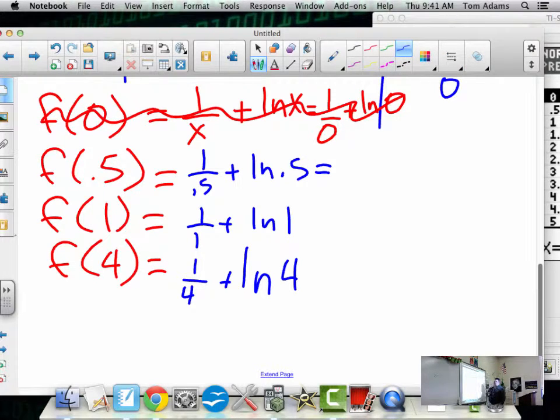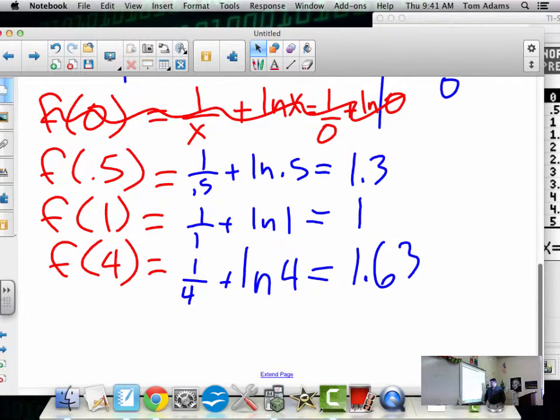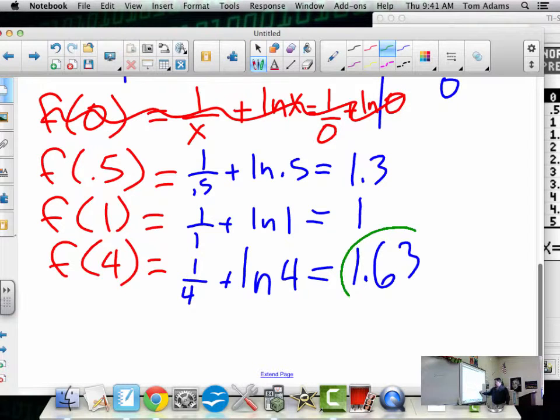So what was it at 0.5? Was it 1.38 or 1.3? Okay, we'll just say 1.3. And then at 1 it was 1. And then at 4 it was 1.63. 1.63? Yes. Okay. So now, which one's the largest value? 1.63. So this would be the max.